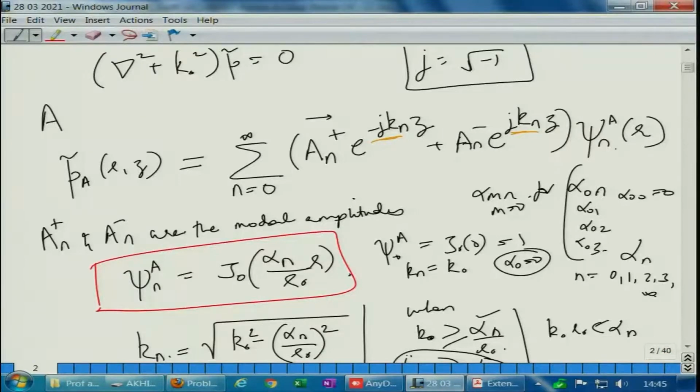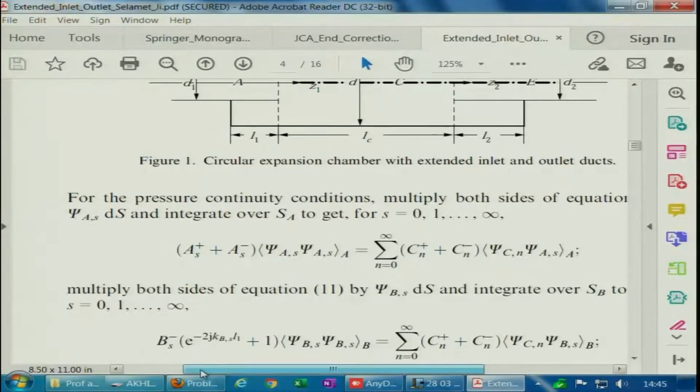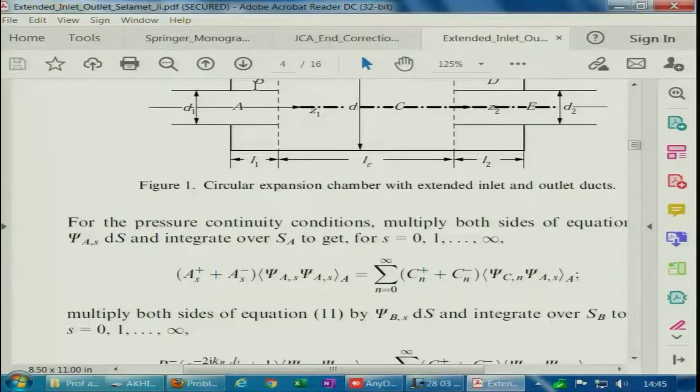So, only that mode will survive when n is equal to n1. That is why we write this as only one term, plus and minus, for a generic mode s, or n equal to n1. So, you can call that s. That s mode will survive, and we need to integrate over the port area. So, you multiply with r.